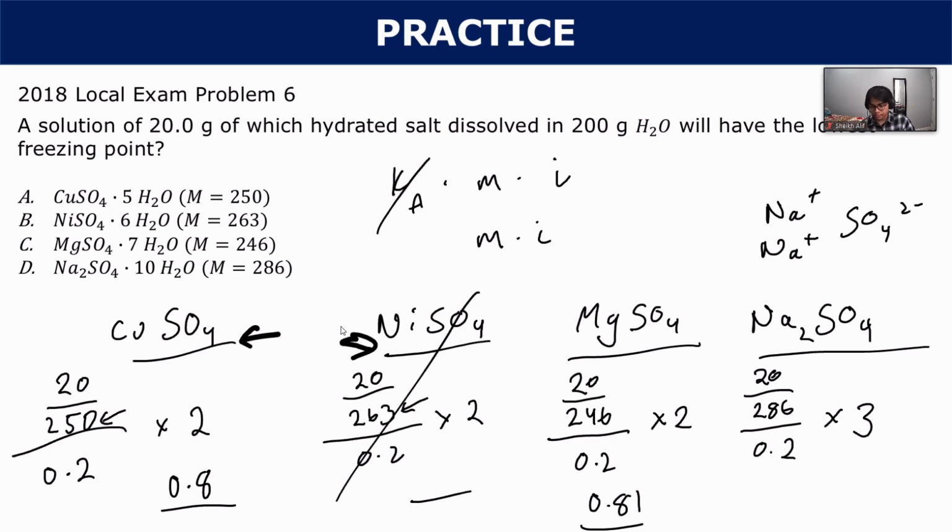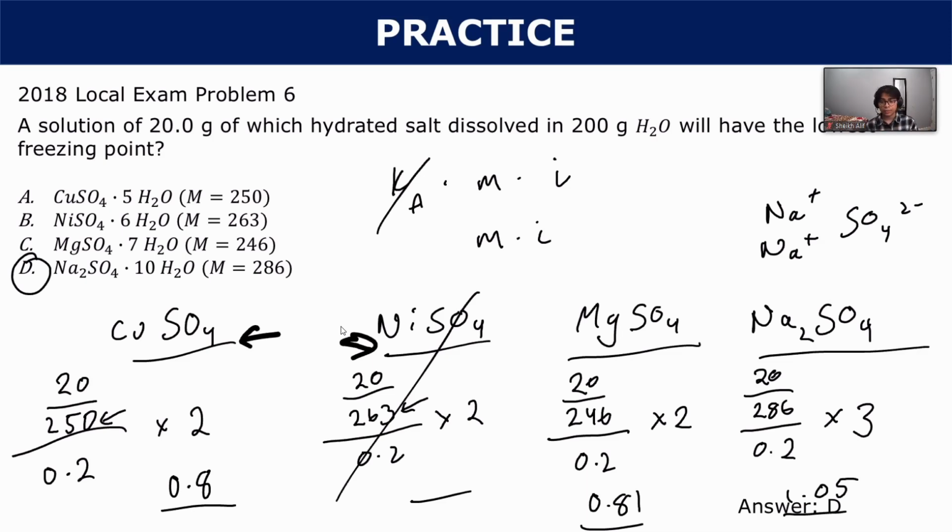So if we do the math out here, we get that the m times i value here is going to be 1.05. And so clearly, Na2SO4 has the highest value, meaning it's going to have the most freezing point depression, meaning it's going to have the lowest freezing point. And so the answer here is D. And you can't really see it there, but that's the right answer.